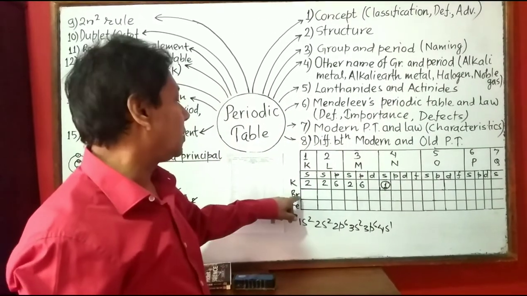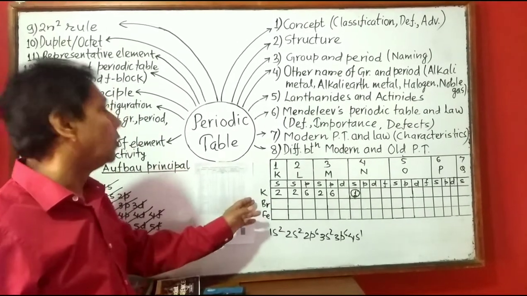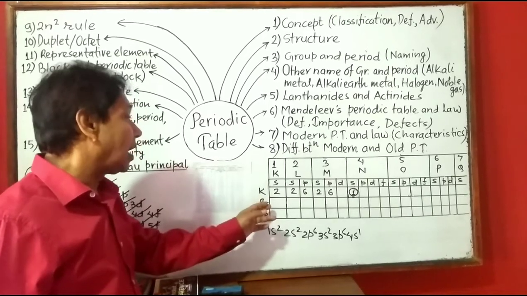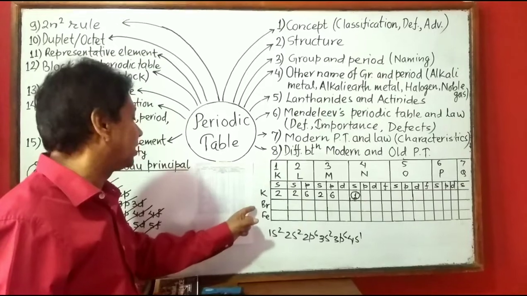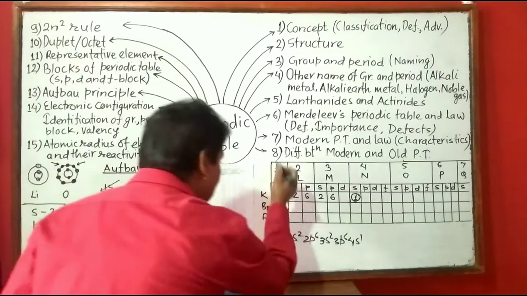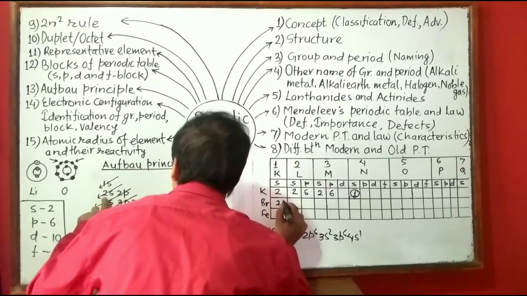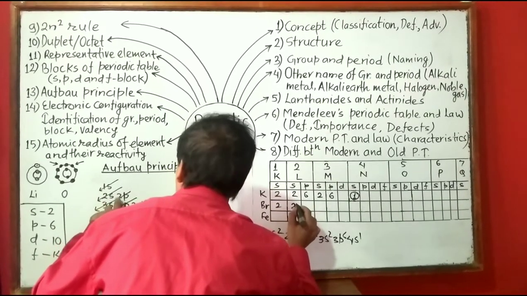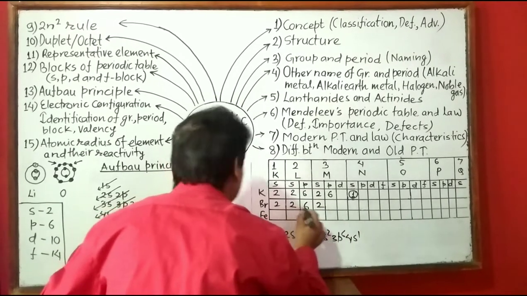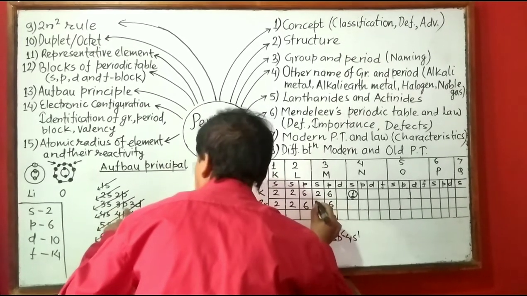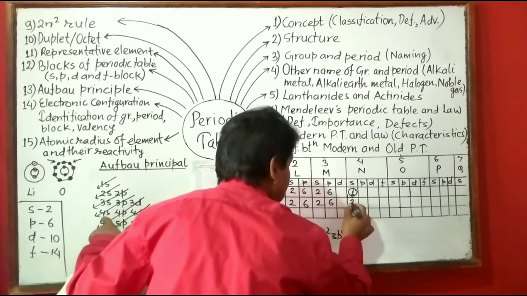Now let's talk about bromine. Its atomic number is 35, but we don't have to go more than atomic number 20. But I want to show you how to fill up the electrons in different subcells. That's why I'm taking bromine. Now, how to fill up? First, 1s2. And then we go to 2s2, and 2p6. And then 3s2, and then 3p6. And then after 3p, we have to go to 4s2.